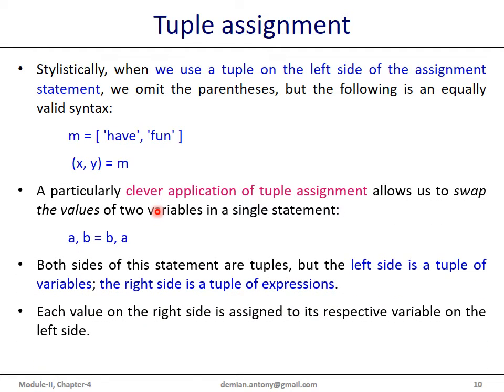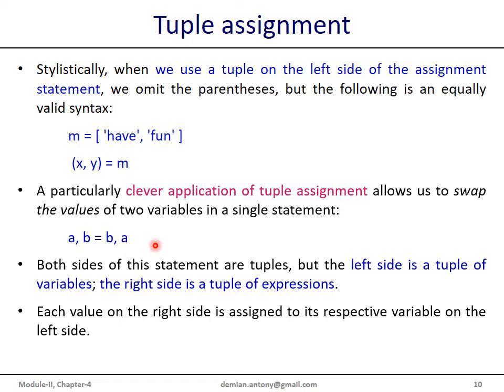One good application of tuple assignment is swapping of values without using any temporary variables. A single statement will swap the contents of two variables. This statement a comma b equal to b comma a swaps the contents of variables a and b. We can see here in this expression a, b is a tuple. The left hand side is a tuple of variables, and the right hand side is a tuple of expressions.